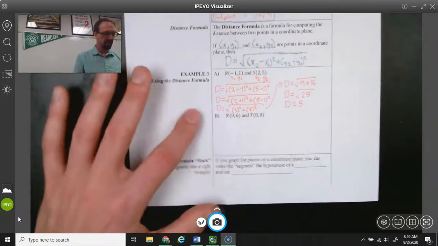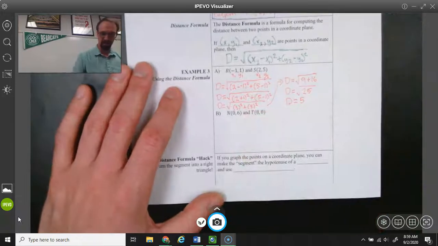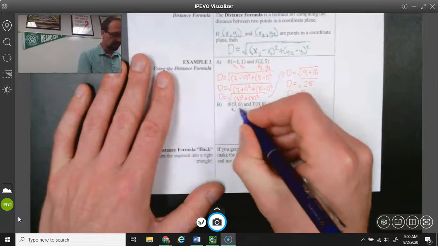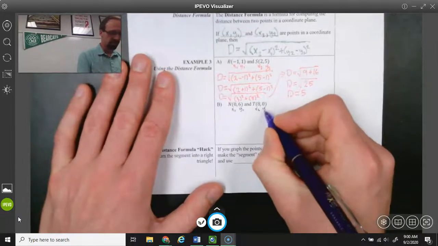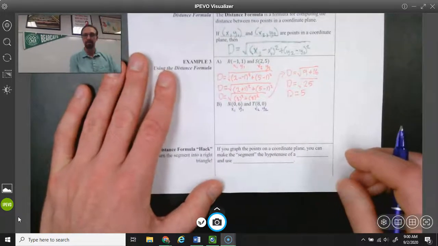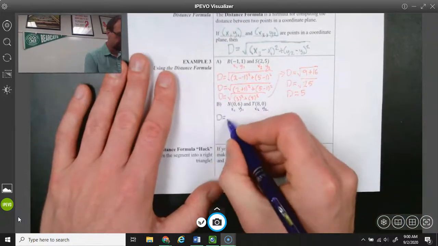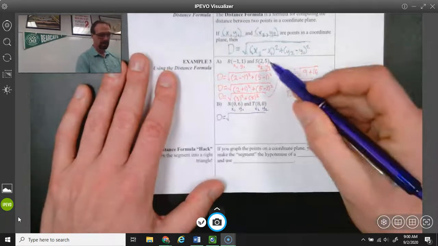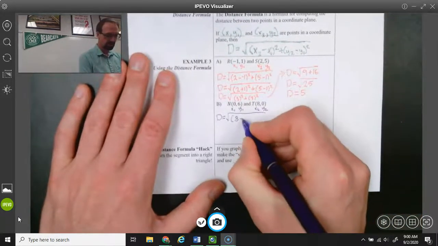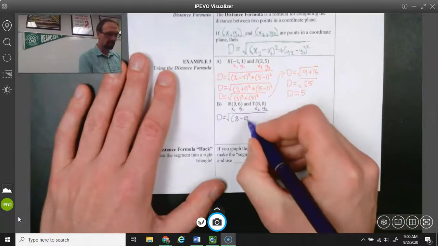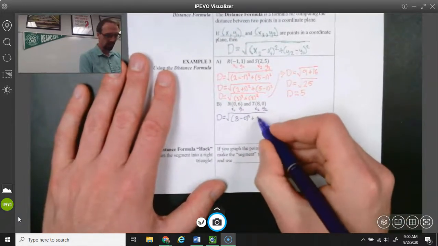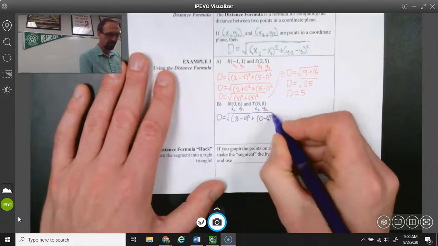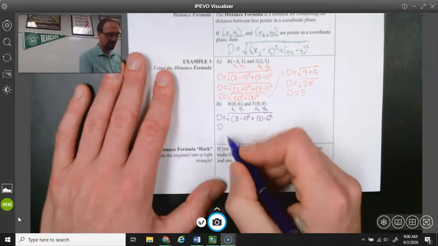The next example, part B, again I'm going to notate, and I'm going to switch to a different color pen just so you can see the difference between the two. Again, x sub 1 and y sub 1, x sub 2 and y sub 2. So what I have is d equals the square root of x sub 2, which is 8, minus x sub 1, which is 0, squared, plus, now y sub 2, which is 0, minus y sub 1, which is 6, quantity squared.